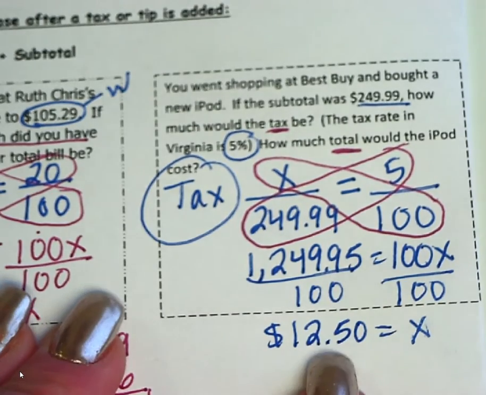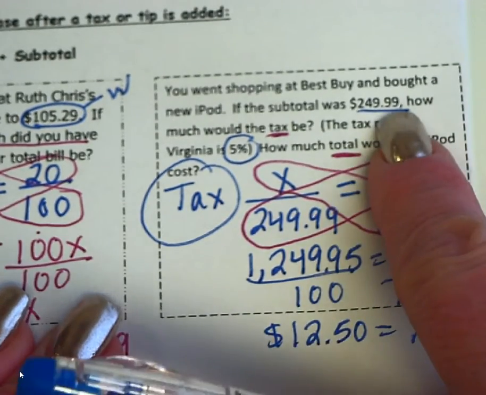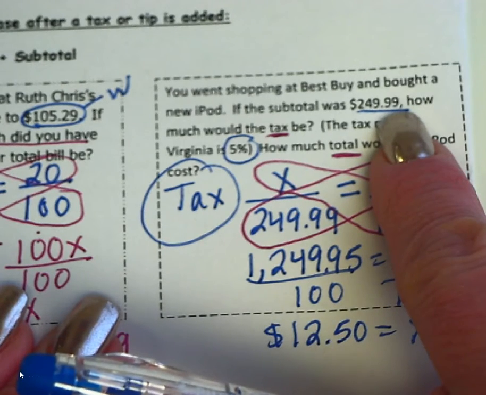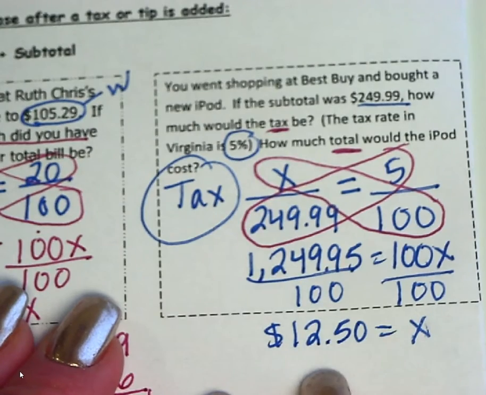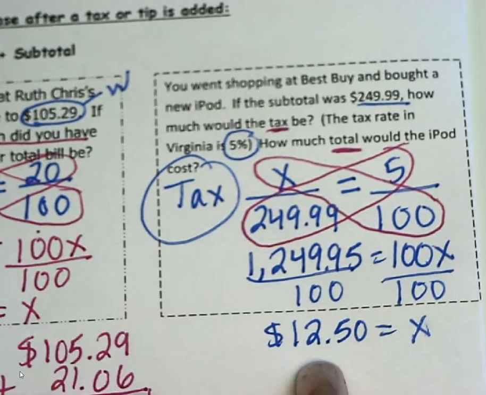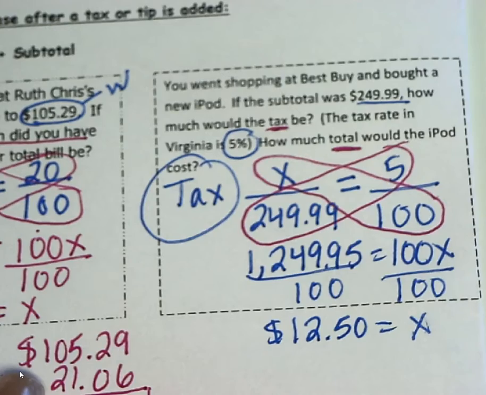That seems like a lot of money for tax, but it's because the price of the item is so much. So that iPod was almost $250. So the higher the price of the item, the more tax you're going to pay. So this is my tax, but now I have to get my total.